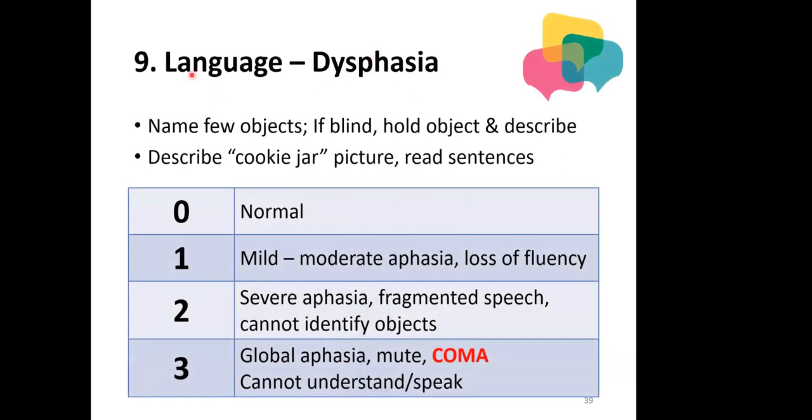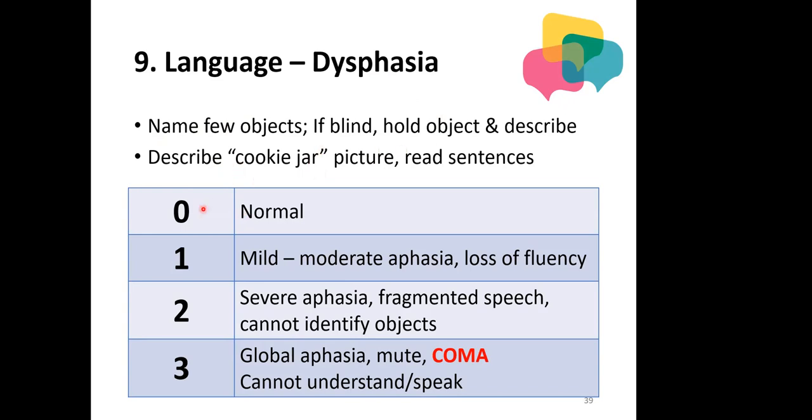Number 9, language, dysphasia. Ask the patient to name a few objects. If the patient is blind, you can let the patient hold the object and describe it. The most proper way is to describe the cookie jar picture and to read sentences.